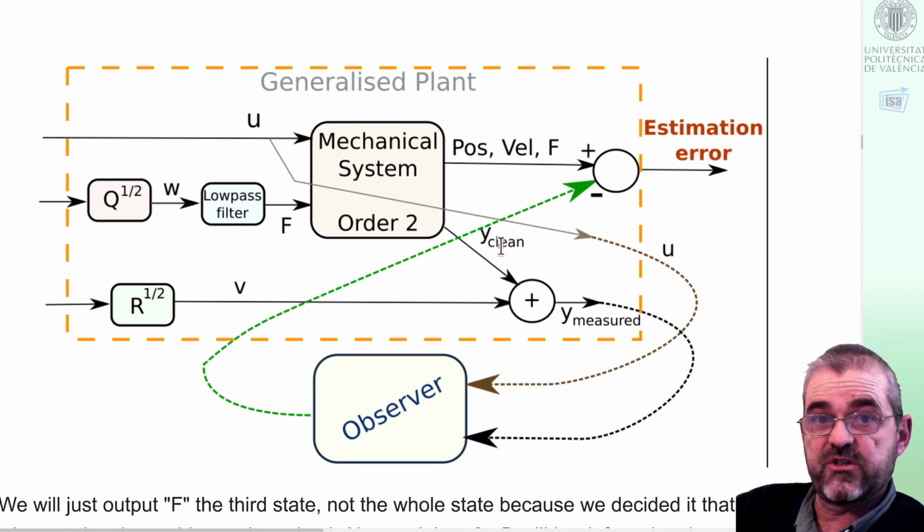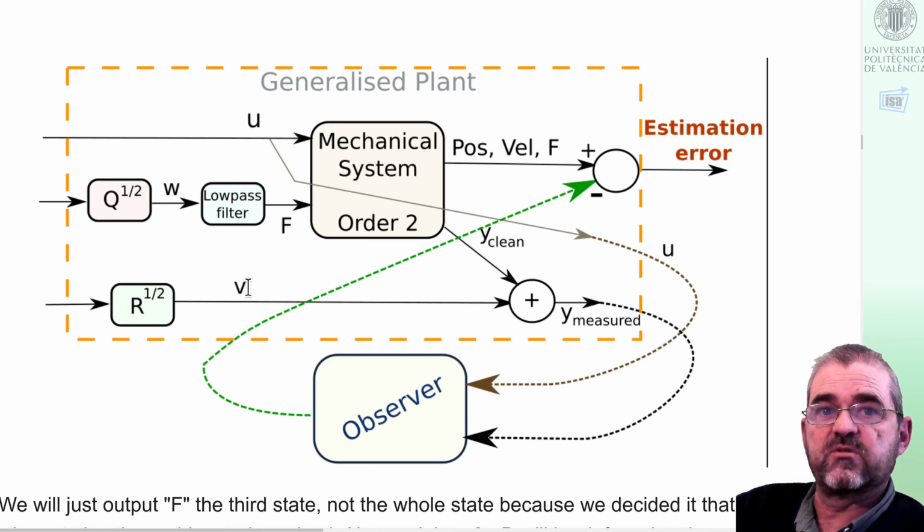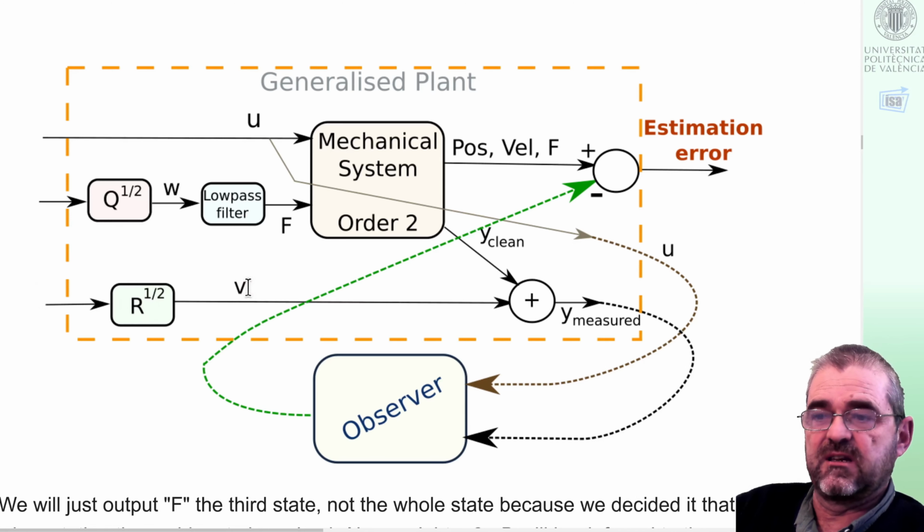have some position measurement in this case labeled as Y clean that will be corrupted with additive measurement noise V that again we will assume to be generated by a scaled unit power spectral density or unit amplitude V scaled that multiplied by this constant will give me the actual measurement noise signal. And this corrupted signal will be the measurement that will be fed to my observer jointly with the known input U.